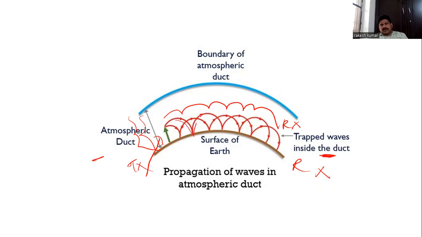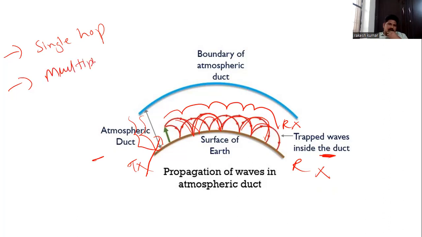Okay, if the reflection takes place a single time, it is called single hop duct propagation. If the reflection takes place many times, so let us see here, so many reflections take place. The same signal is reflected many times. So this diagram is multiple hop duct propagation. Okay. So this is regarding the duct propagation and M curves.